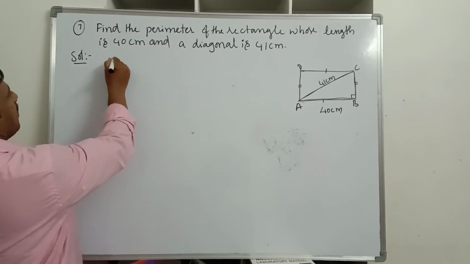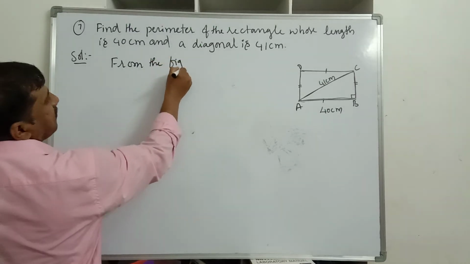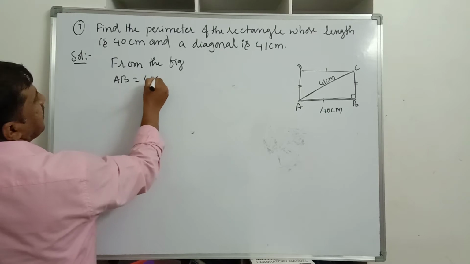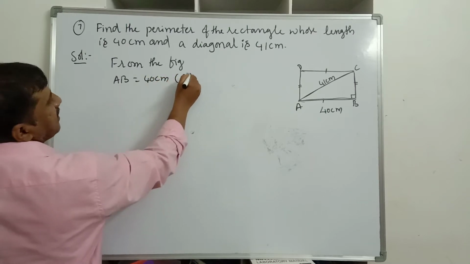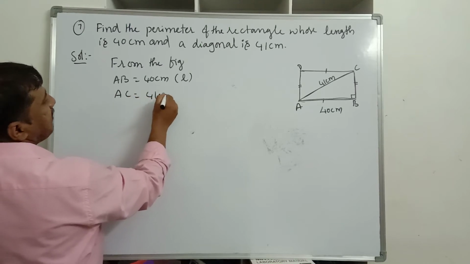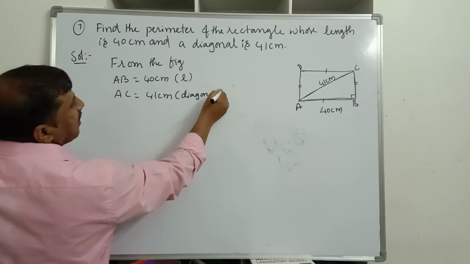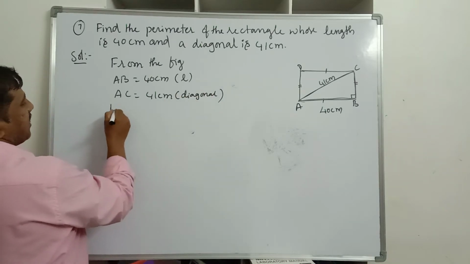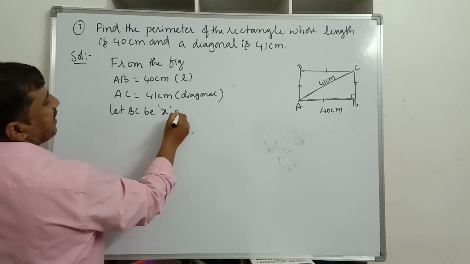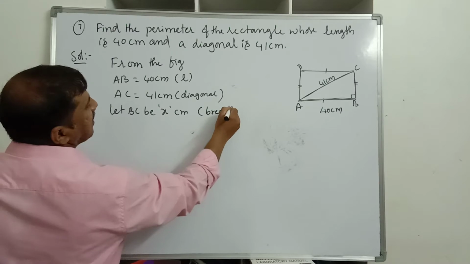From the figure, AB is equal to 40 centimeters, that is the length, and AC is equal to 41 centimeters, that is the diagonal. Diagonal is given, and let BC be X centimeters, and that is the breadth of the rectangle.